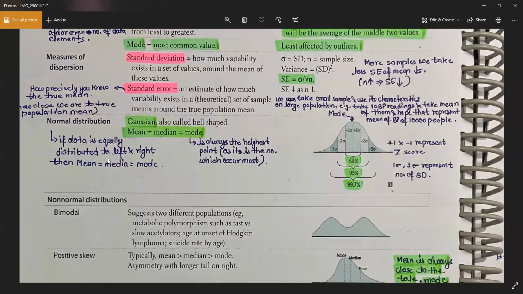Then comes the normal distribution, and in the normal distribution, the mean will always be equal to the mode, which will be equal to the median. Very important. In a normal Gaussian population, you will get the mean, mode, and median at this point. Going one standard deviation from here to here, you will cover almost 68% of the population. For two standard deviations, you will cover almost 95% of the population. For three standard deviations back and forth, you will cover almost 99.7% of the population.